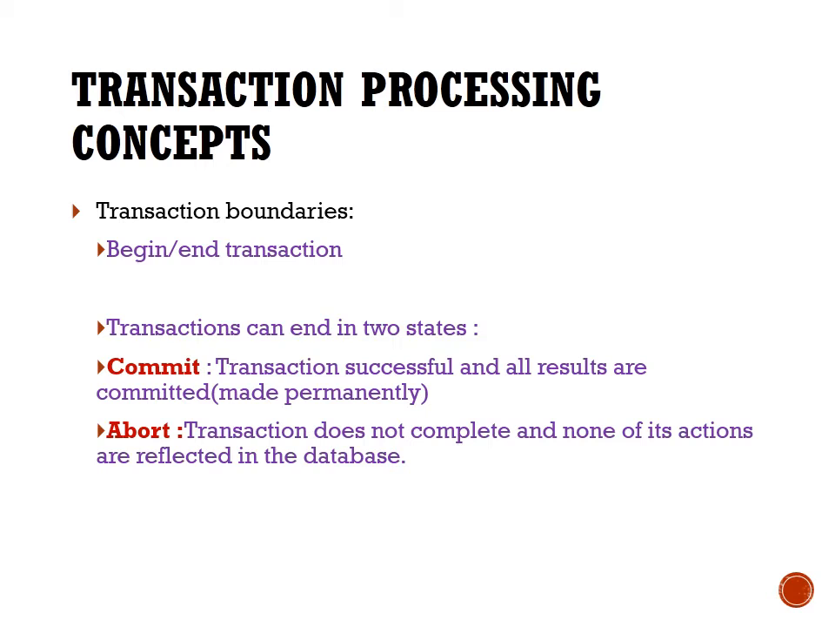Next is the abort state. Abort means to terminate the action by killing the current ongoing transaction. Generally, the term rollback is used, which refers to reverting to a previous stable state in case of transaction failure. Otherwise, we can say that the transaction does not complete and none of its actions are reflected in the database.